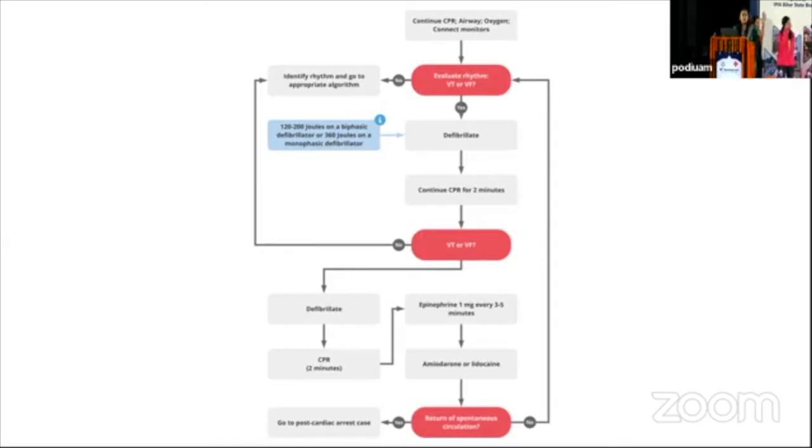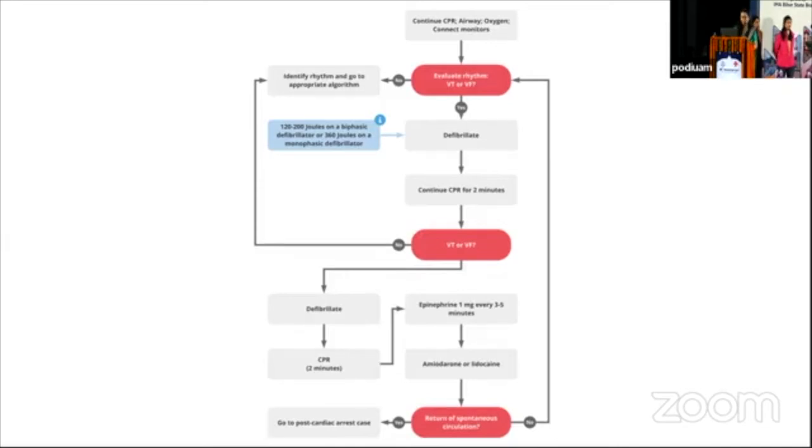And remember, guys, you can save the life if you recognize these two rhythms and give shock as early as possible. Studies have shown that if the time interval between the VF, the cardiac arrest, and shock delivery is minimal, chances of ROSC, that is return of spontaneous circulation, is best.